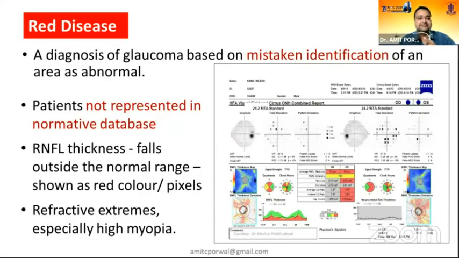So what is red disease? A diagnosis of glaucoma based on mistaken identification of an area as abnormal. The patient is not represented in the normative database. That's why the RNFL thickness falls outside the normal range and the average RNFL value is shown as red. Why? Because it is not there in the normative database. This occurs especially in refractive errors, like especially high myopia.